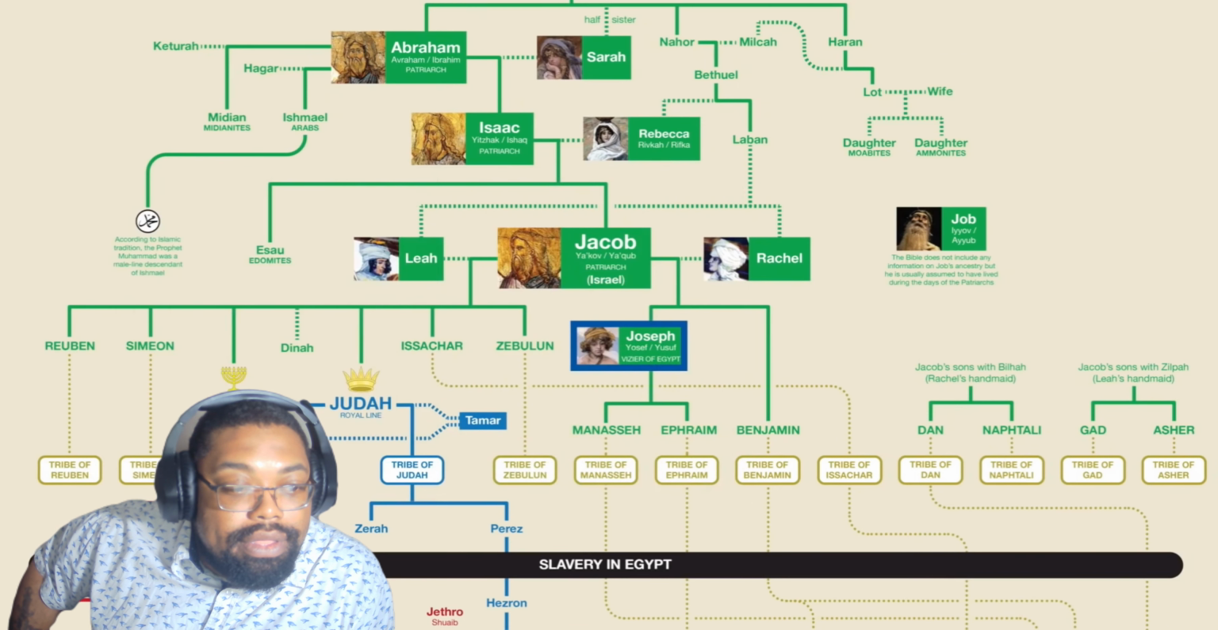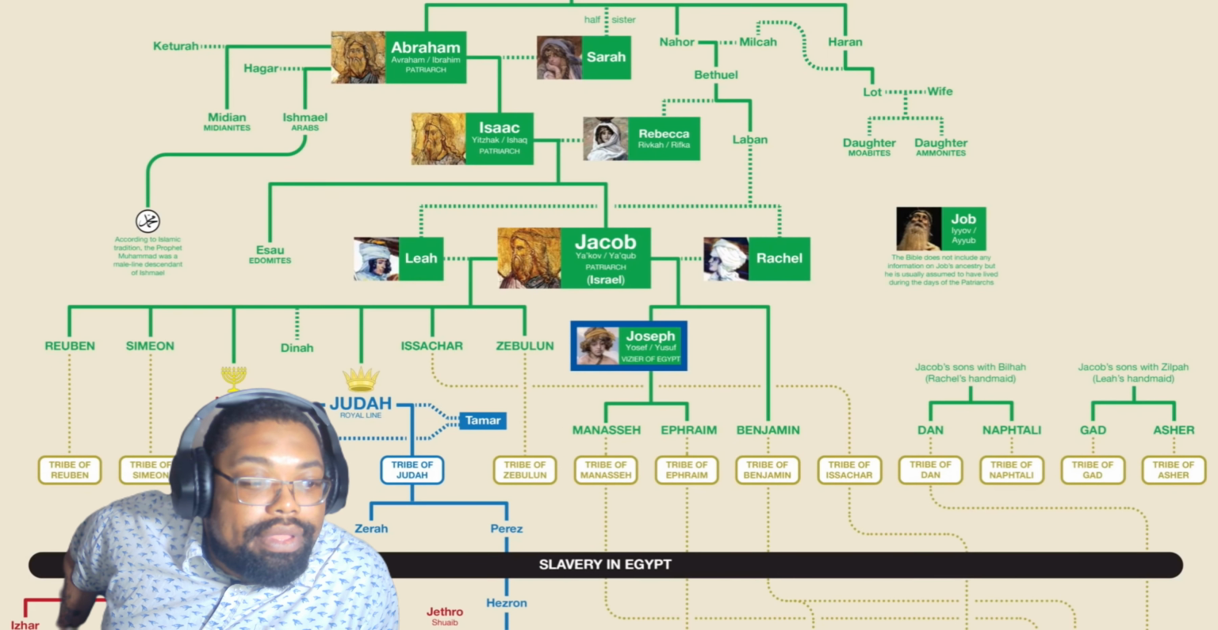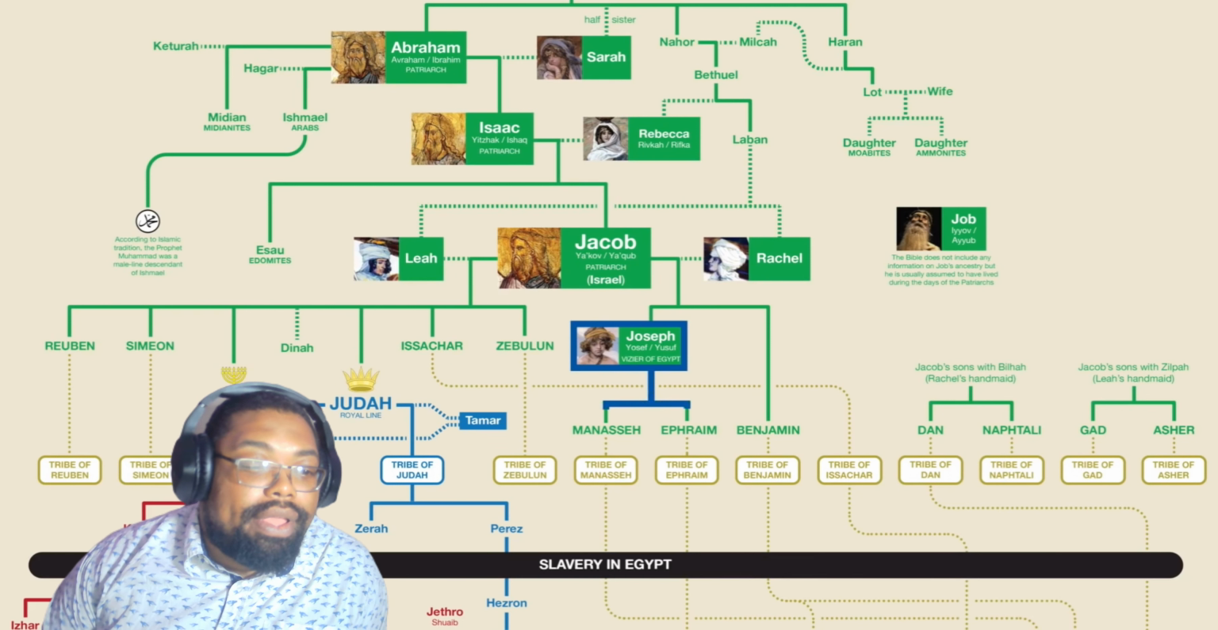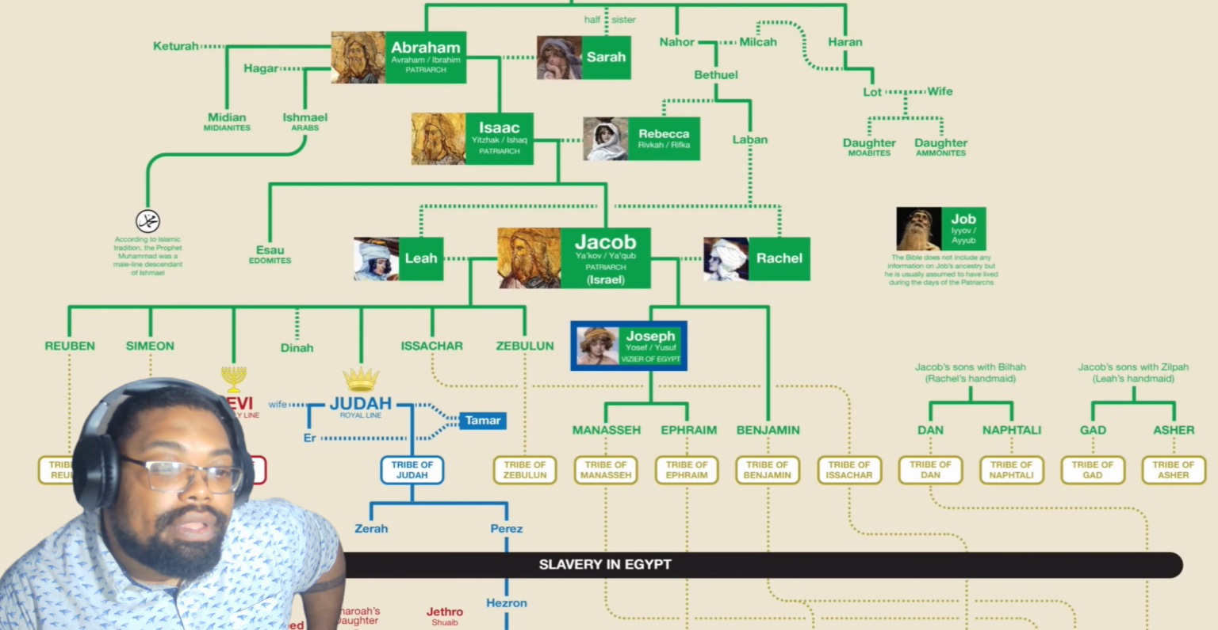He was the firstborn son of Jacob's favorite wife, Rachel, so he was given a double portion in terms of inheritance. Therefore, the tribe of Joseph is usually split into two tribes based on his two sons, Ephraim and Manasseh. And since the tribe of Levi were appointed to be priests, they didn't get any physical inheritance. So once we take them out, we're back to 12.